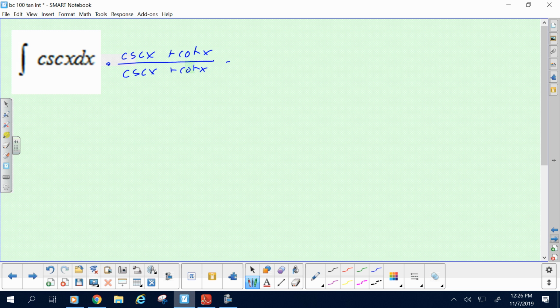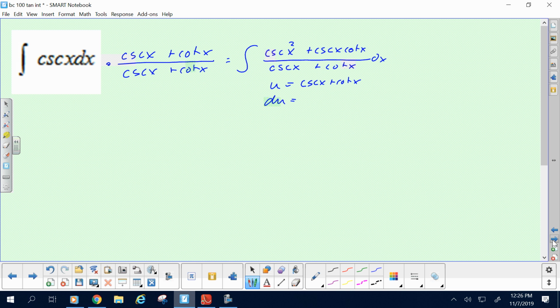Hey, let's try. What about negative? Yeah, so what about the negative? Let's see if this works, and maybe there is a negative problem in there. We'll see. What does the numerator become? Cosecant squared plus cosecant cotangent over cosecant plus cotangent, right? U is cosecant plus cotangent. Du is negative cotangent squared minus cosecant cotangent, yeah?